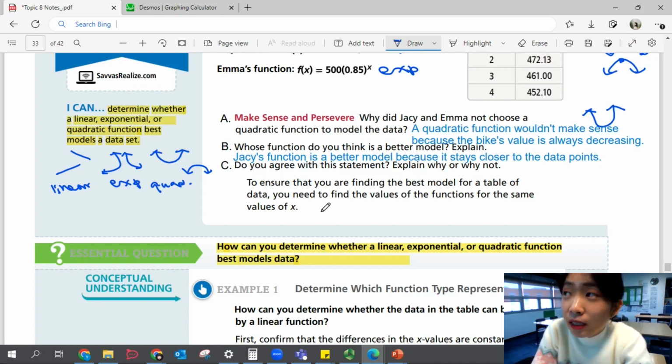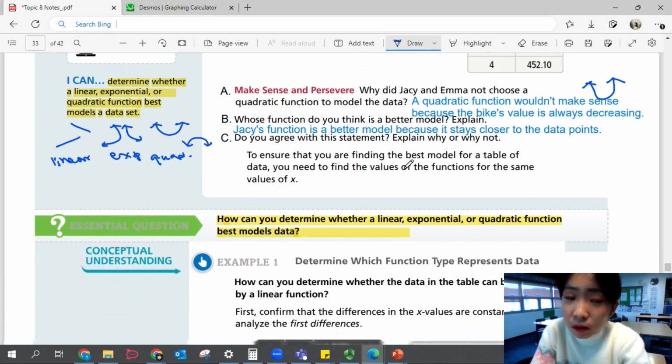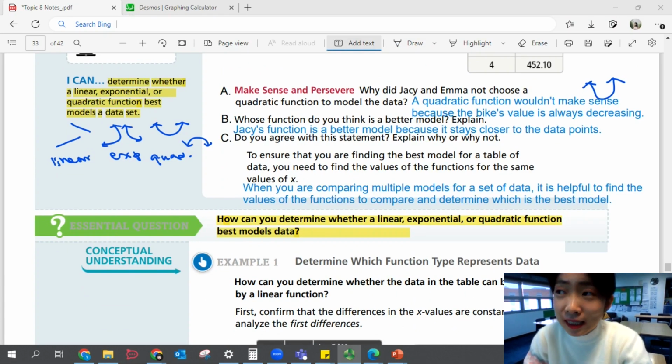So if you look at x, when x is equal to 0 or 1 or 2 or 3 or 4, is it close to the value? That's what we're looking at. So yes, that would be agreeable. That would make sense. So let's write that down.